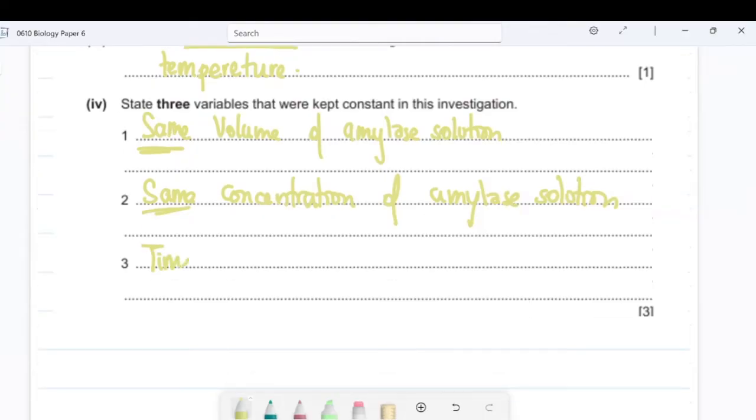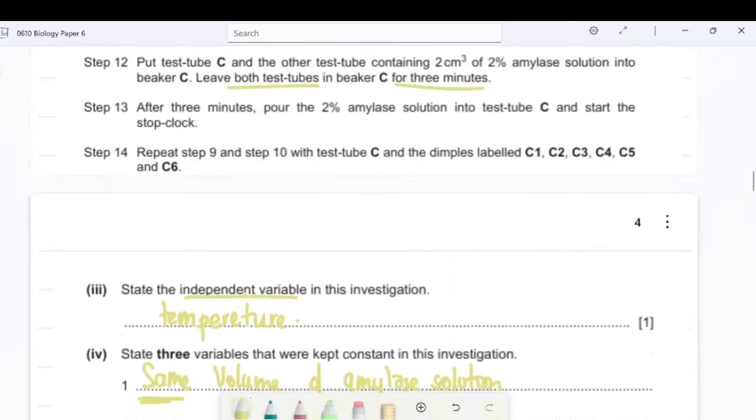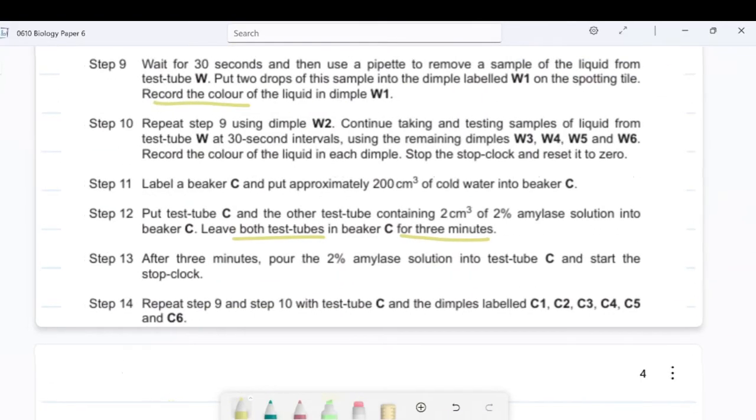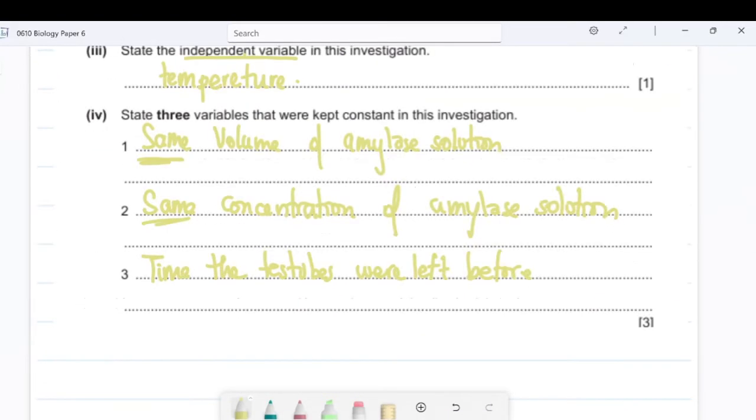So we're going to say time the test tubes were left before, and if you look up here, after 3 minutes you put the amylase solution into your test tube C. So my last control variable would be time the test tubes were left before amylase solution was added, and in the bracket for this one I'm going to write 3 minutes each. I need to be a little bit more specific for this one because it's not very easy to write it down.